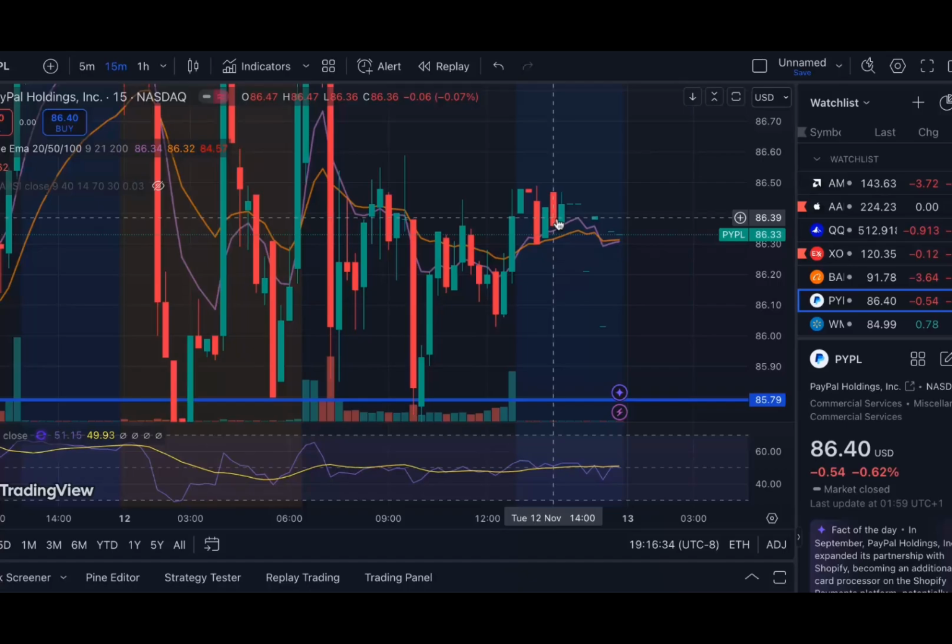This is what we call respecting the moving average. This is really your entry when it pulls back to the purple line and continues going higher. So just watch out for that. That's how you would enter tomorrow.